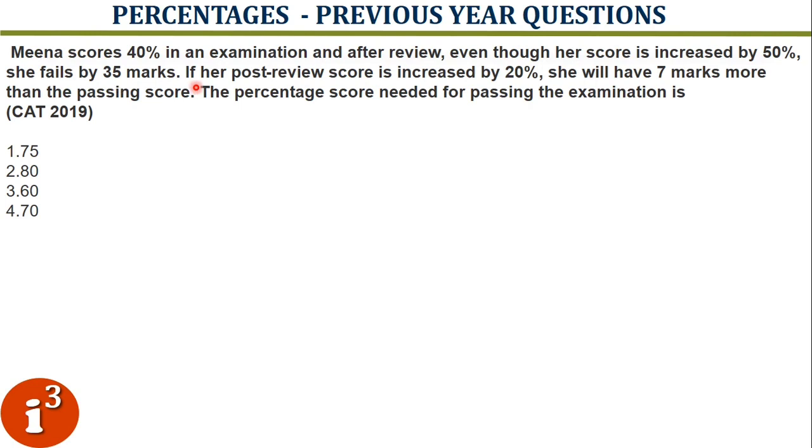Now after her post-review score, means after increasing by 50%, if this post-review score is further increased by 20%, the final value, she will have 7 marks more than the passing score, the percentage score needed for passing the examination. You can assume a value, let the passing marks be this, then write down 3-4 equations, solve them, ultimately get the answer, but this will consume your time. So let's solve in this way.